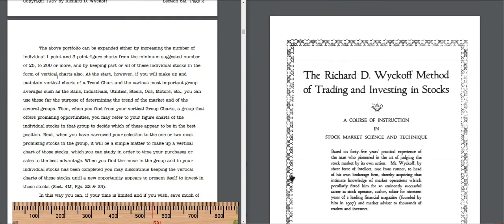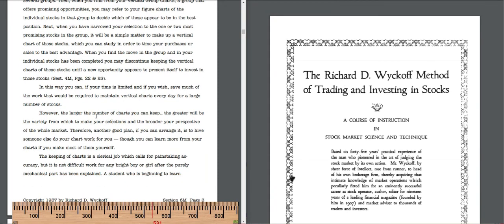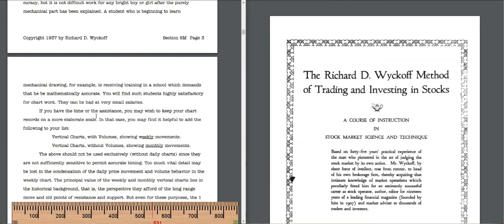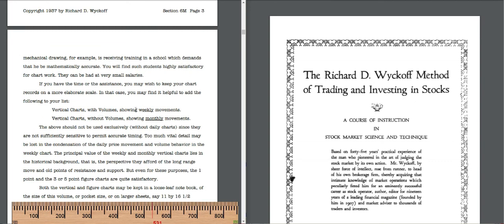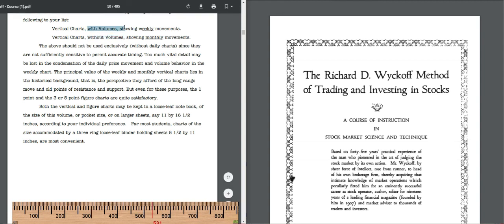The above portfolio can be expanded. He's big on weekly charts as well. He's okay with volume, but weekly includes volumes. Monthly does not include volume. So you don't need the monthly volume, but the weekly you should have volume.